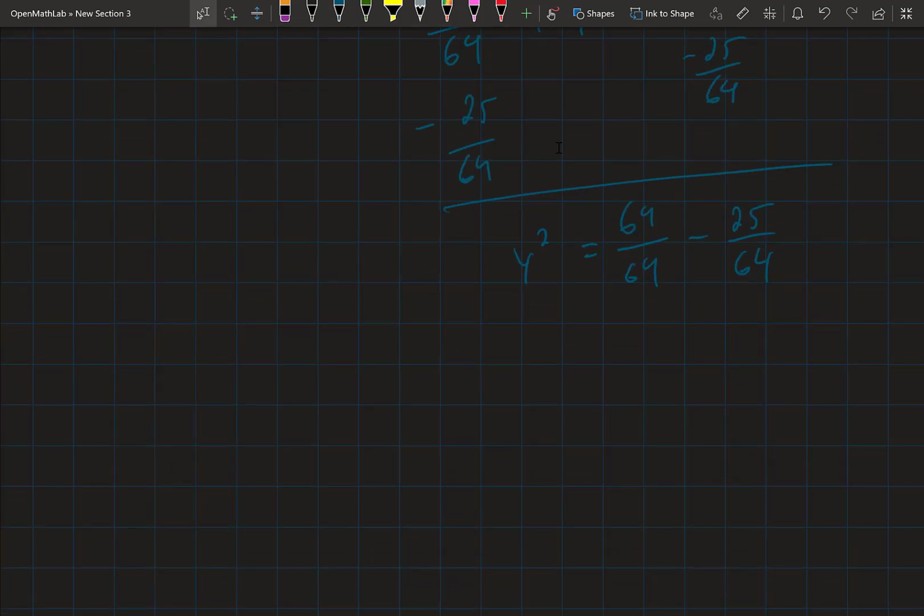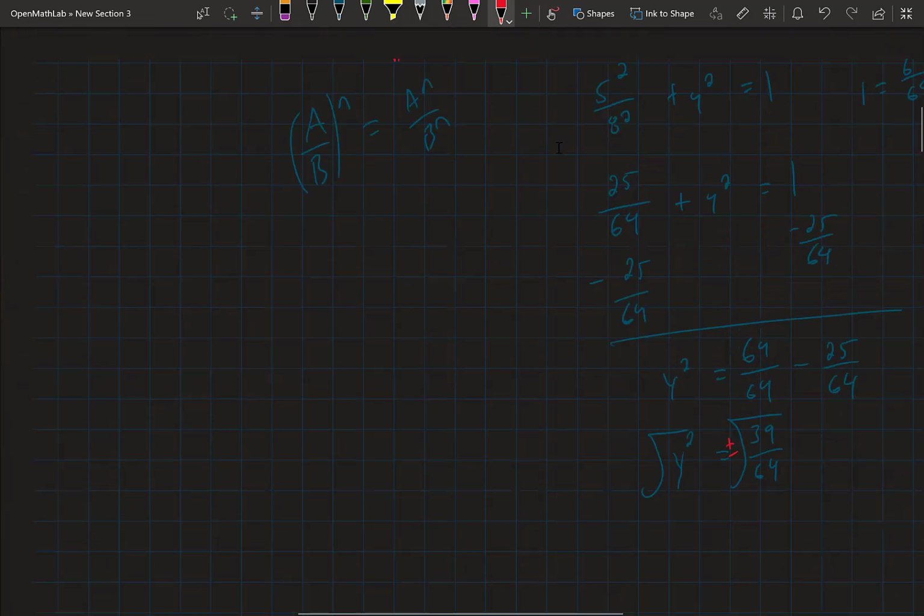So then, if you subtract those, we take 64 minus 25, and we get 39, right? So this would end up becoming y squared equals 39 over 64. So then I would take the square root of both sides, right? And typically I'd put a plus or minus on this side, right?